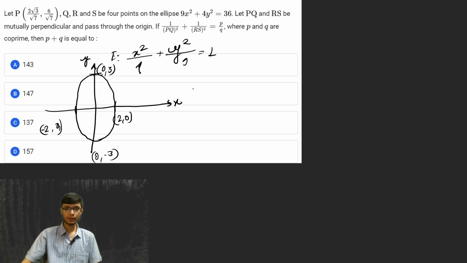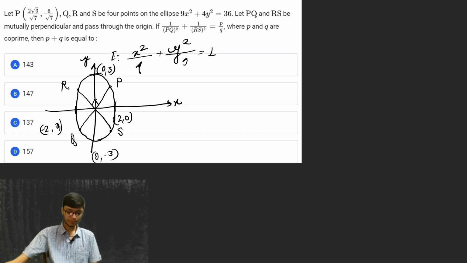It says the ellipse has these values, and P, Q and R, S are mutually perpendicular and pass through the origin. So I can consider this as P and Q, with P in the first quadrant, and they pass through the origin. Similarly R and S pass through the origin, and they are perpendicular to each other. That's the important thing.